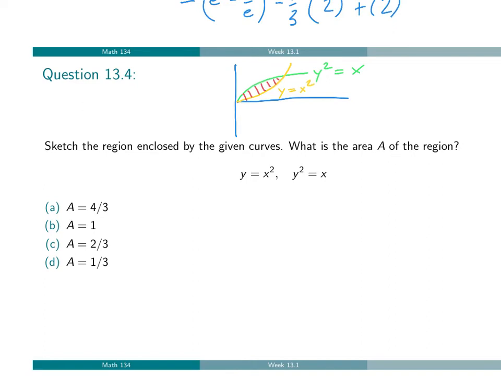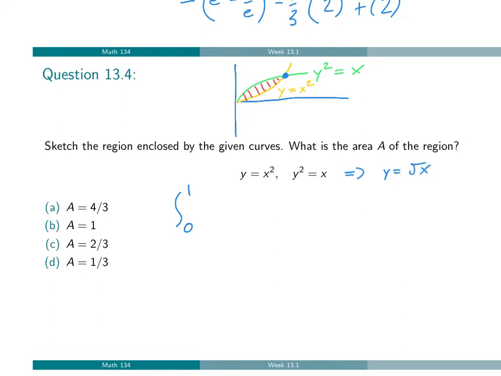So we'll go ahead and set up the integral. The integral is from 0 to 1 because these two curves intersect right there at 1. And then the top curve, this time, we'll have to solve for y. So we'll take a peek at this curve right here, and we will take the square root of both sides so that y equals the square root of x.